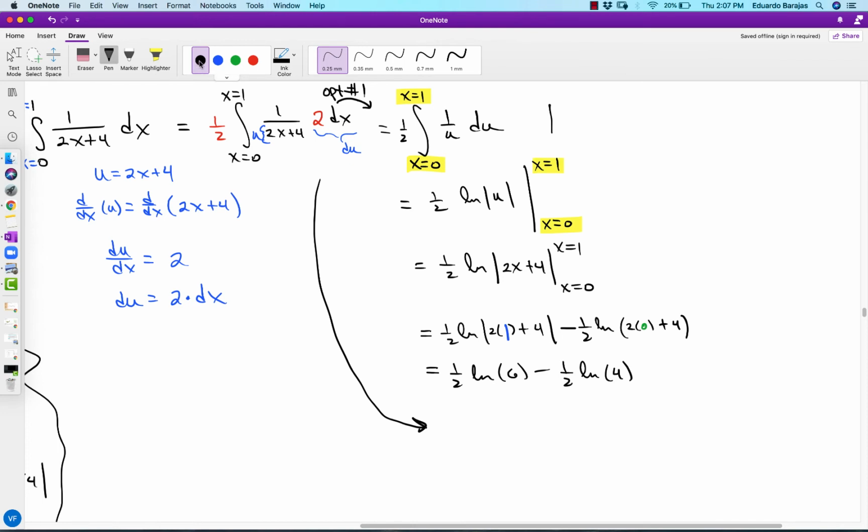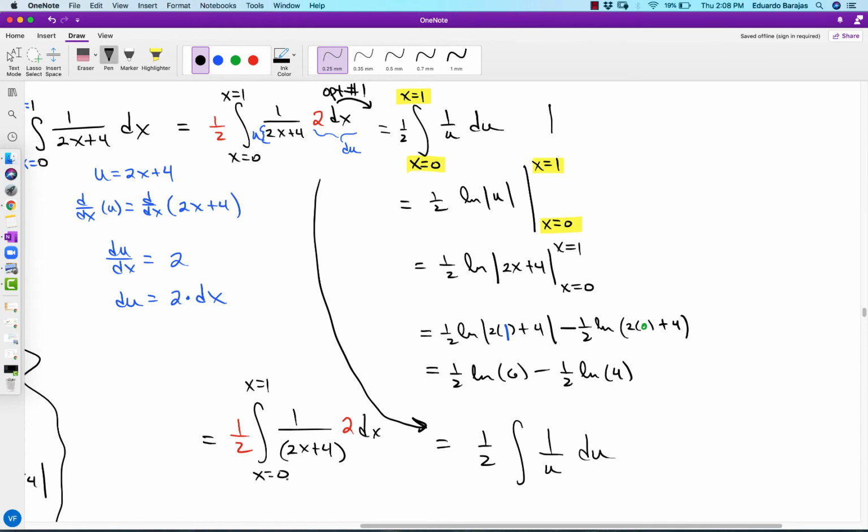So let's copy this down exactly the way it was. So let's go over here. There's an integral, x goes from 0 to 1, and then we have 1 over 2x plus 4 dx. And then we put in a 2 there, put in 1/2 there. Okay. So the next option is going to be to copy this again. So there's a 1/2 there, integral there, 1 over u there, du there. But then what we could do is transform the limits of integration.